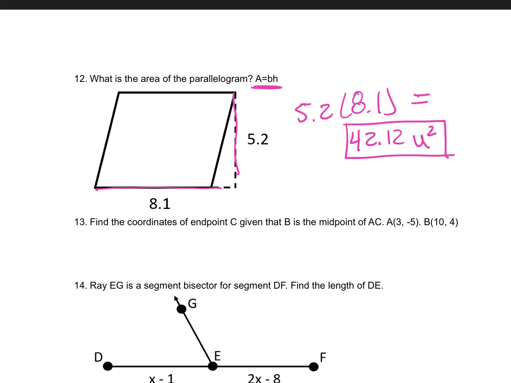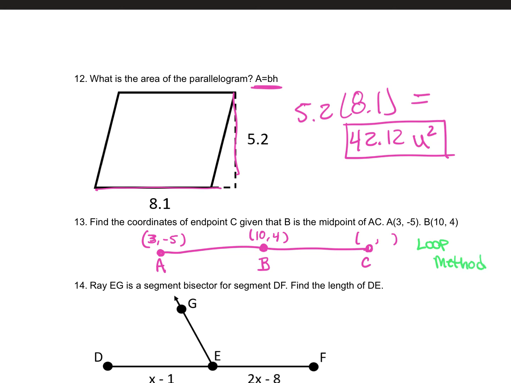Moving down to question 13, it says find the coordinates of the endpoint C, given that B is a midpoint of AC. So let's go ahead and just draw our diagram already. Our diagram is going to look something like this, with midpoint being B, and we're going to have a segment AC. We know that A is going to be at 3, negative 5, and we know that B is at 10, 4. And we're looking for C. And so guys, this is going to be that loop method.